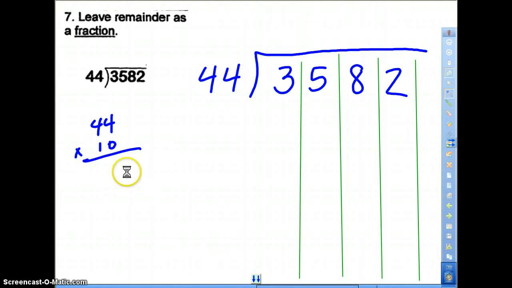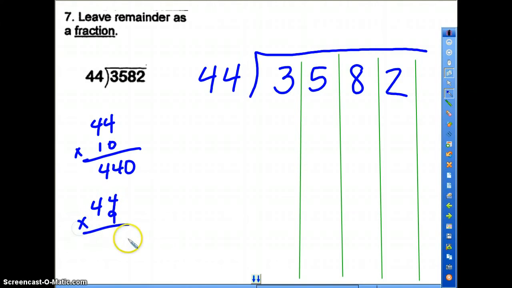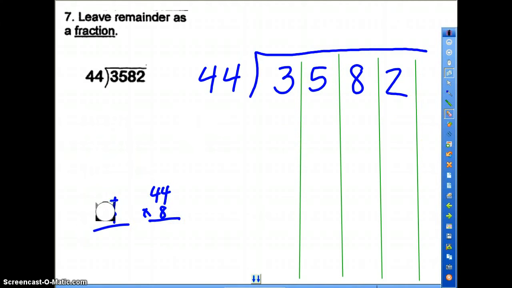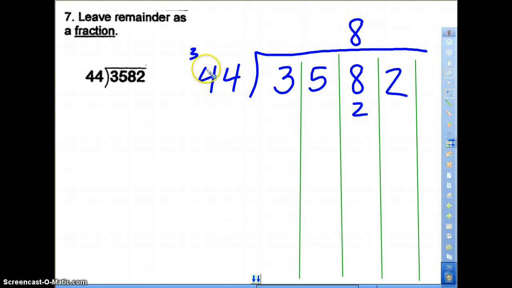Come on, my computer's being slow. Okay, I know that's too big. Got to go a little bit smaller. I know some of you guys might try 44 times 9. You might try 44 times 8. If you want to do that, that's fine with me. Turns out it goes in there 8 times. Okay? 8 times 4 is 32. 8 times 4 is 32, 33, 34, 35. Subtract.